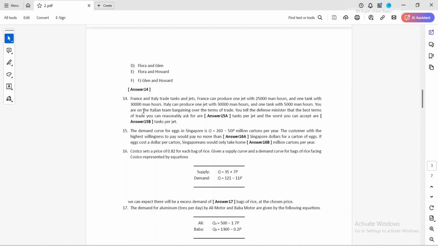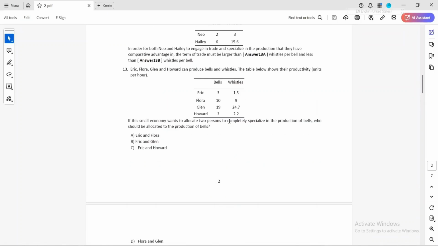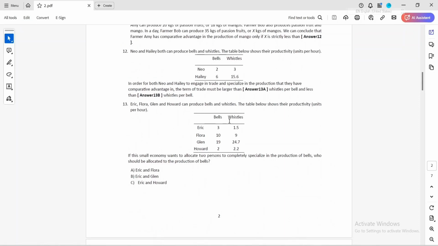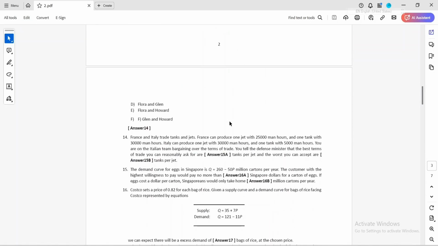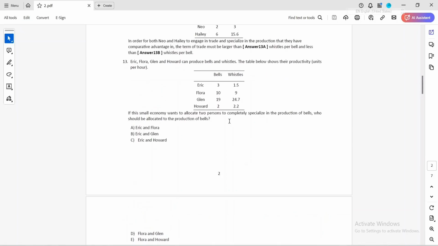France and Italy trade tanks and jets. France can produce one jet with 25,000 man hours and one tank with 30,000 man hours. Italy can produce this. You are on the Italian team bargaining over the terms of trade. You tell the defense minister the best terms of trade you can reasonably ask for. So again, this question is pretty much same with question number 12 and 13. But the opportunity cost in this question is different, okay, from the previous two questions.